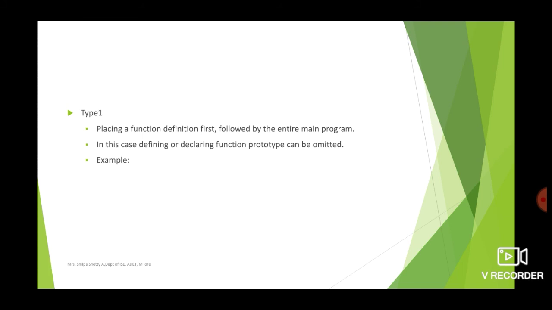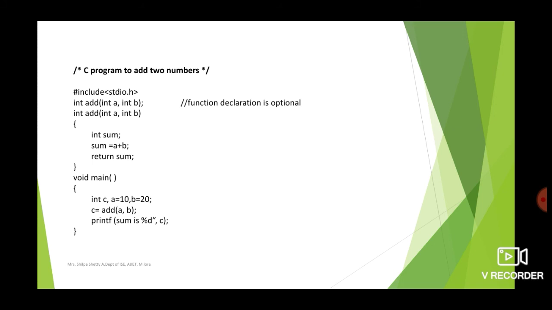In this case, declaring the function prototype can be omitted. So remember, whenever you define the function before the main function, you need not write a separate declaration for that. If you write it, it is fine, but if you do not write it, it is also fine. So let us see an example. This example is the same as the previous one. So here function declaration is optional.